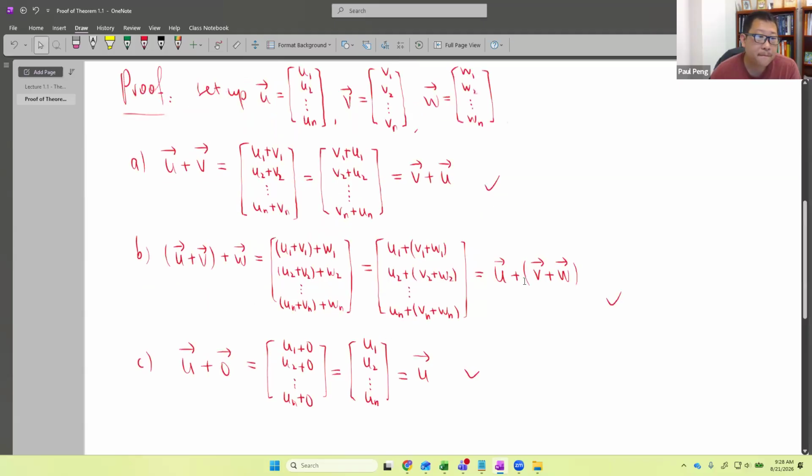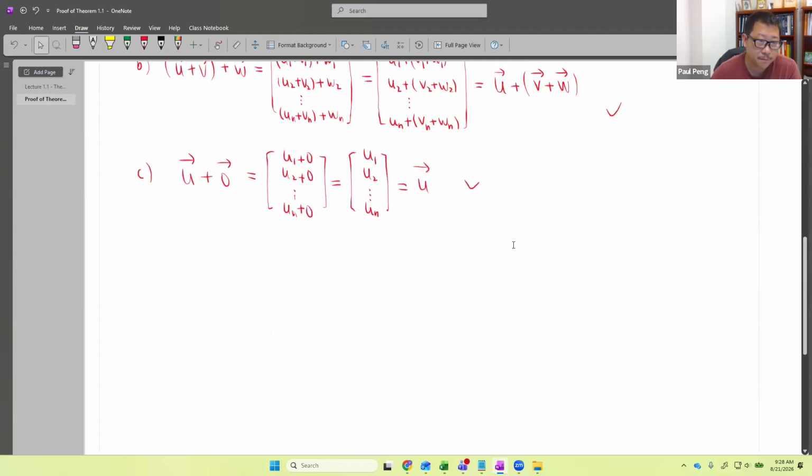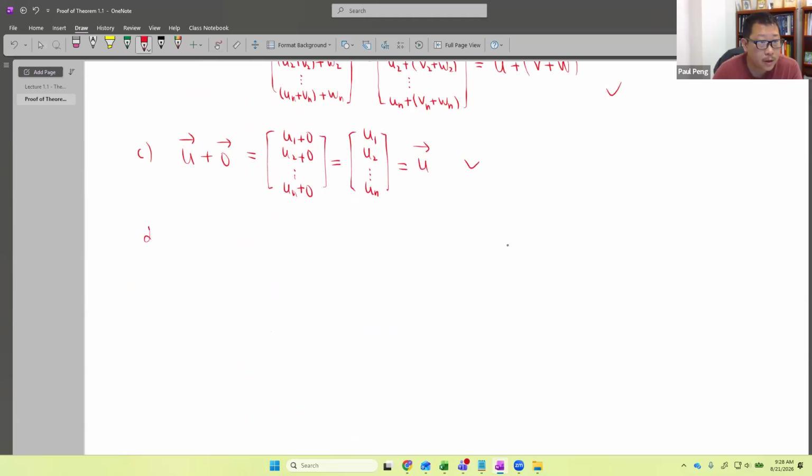That's true. Look at the d, it's the negative. So what is u plus negative u? Negative u in Euclidean space, we have a definition. See, u is u1, and then negative u1. u1 plus negative u1, which is u1 minus u1, is 0. So we get the first, and then u2, negative u2 goes on to un, negative un. Oh, that's the zero vector. Okay, that's true.